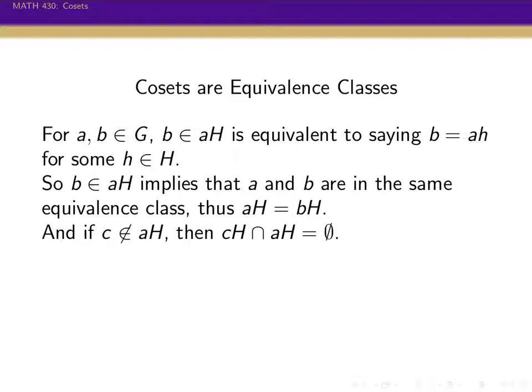And similarly, if C is not inside AH, that means that CH and AH can't share anything in common. They are totally disjoint. Now, in all of this, we've been proving this for left cosets. The proof for right cosets is exactly the same. So the same is true for right cosets.